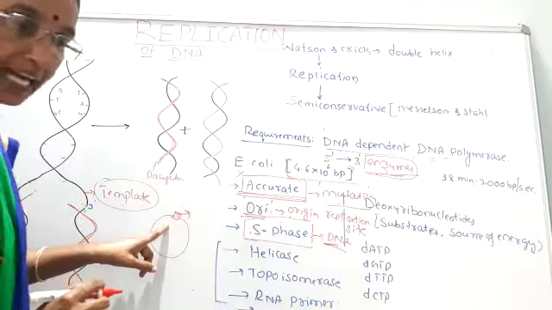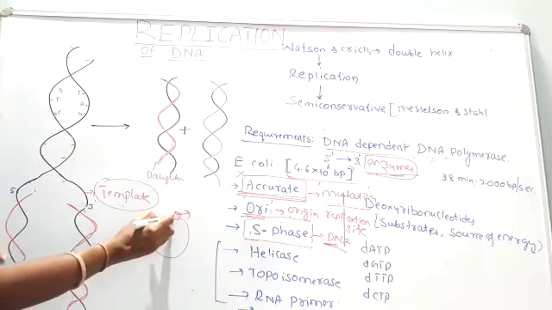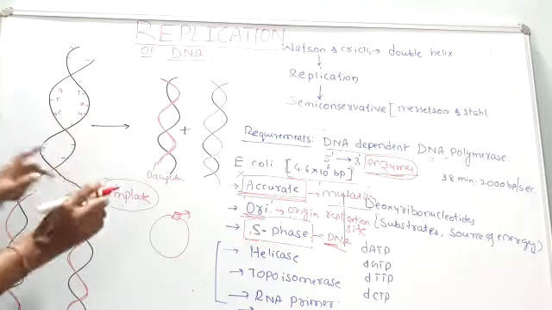In the case of bacteria, E. coli, there is only one ORI site. But in the case of eukaryotes, several ORI sites will be there.